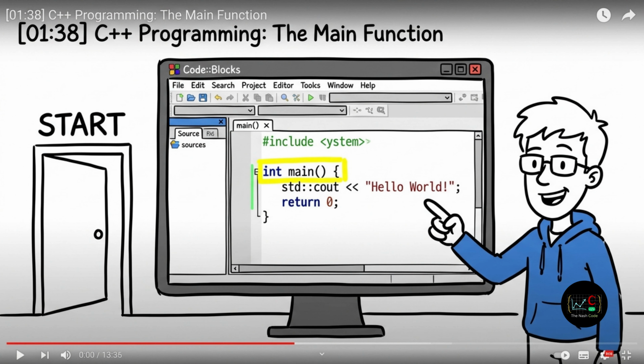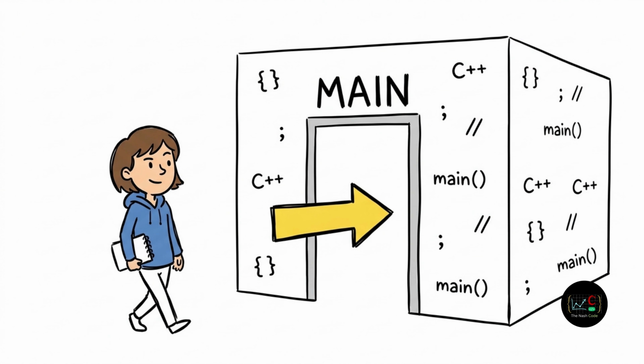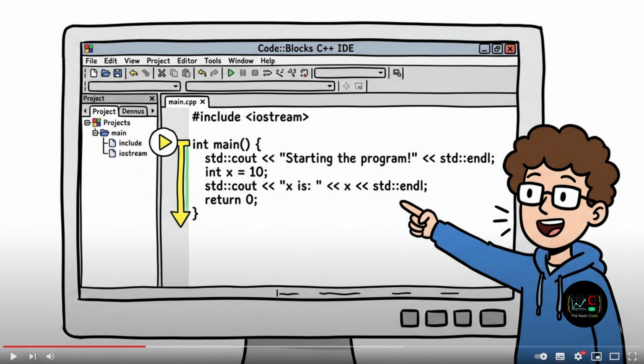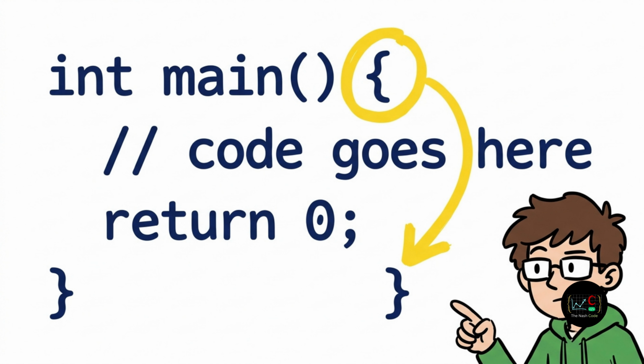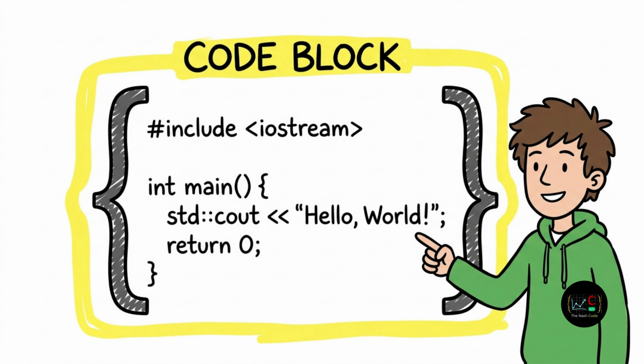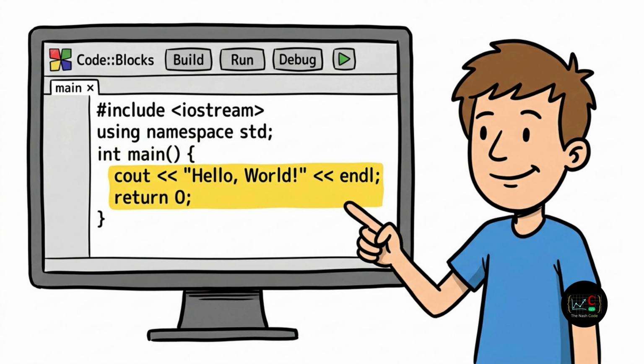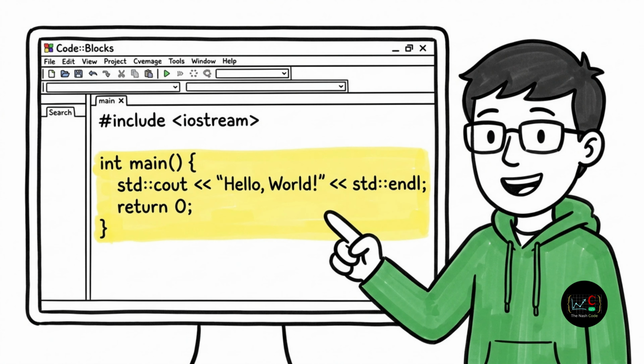Now we have int main. Main is the starting point of a normal C++ program. When execution begins, it starts from main. After main, we see curly braces. The opening curly brace starts a code block, and the closing curly brace ends it. Everything between them belongs to main.